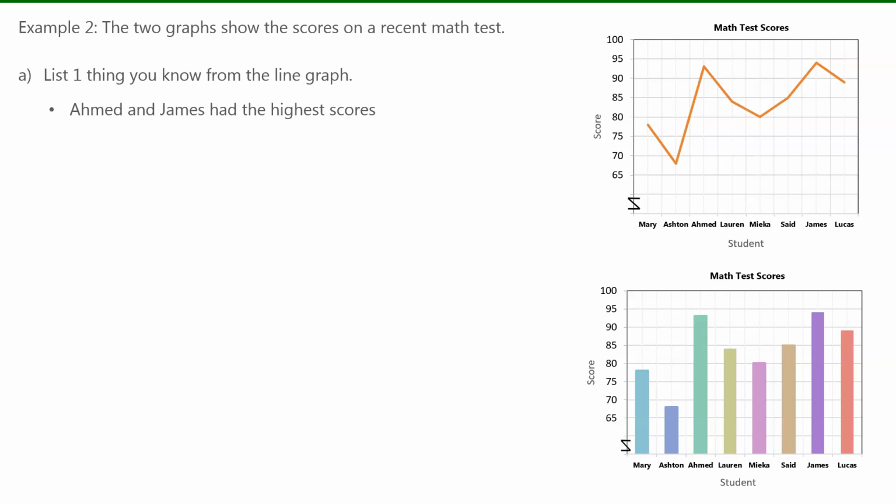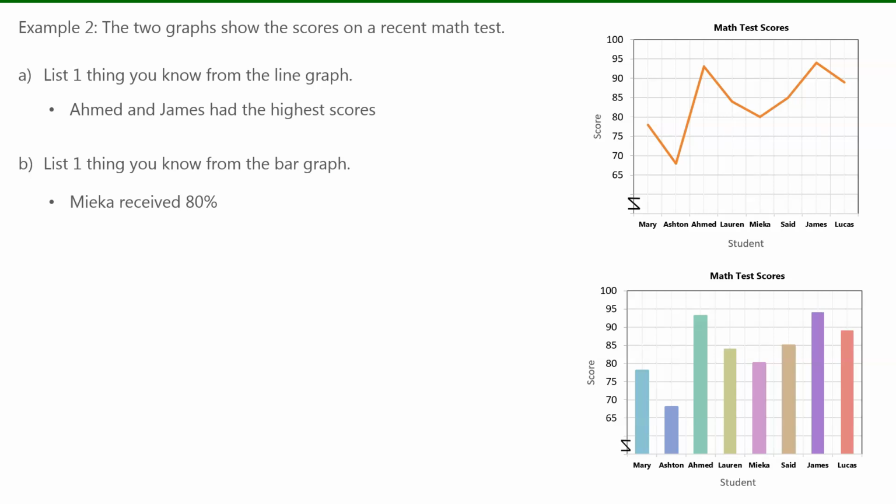They're very close. It looks like James was a little bit higher than Ahmed, but they definitely were the two highest scores in the class. List one thing you know from the bar graph. Well, one thing that I see when I look at the bar graph is that Mika received 80%. I could also say that James was the highest.